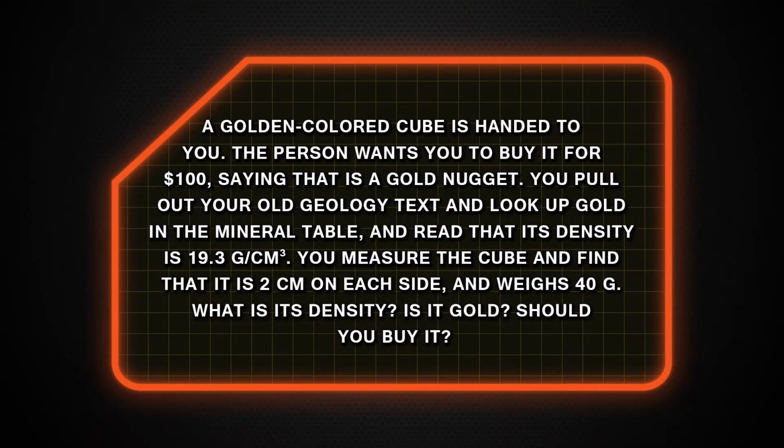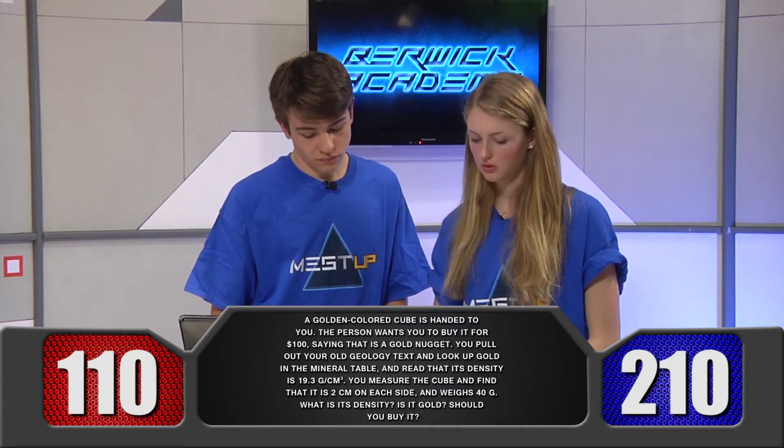A golden colored cube is handed to you. The person wants you to buy it for $100, saying that it's a gold nugget. You pull out your old geology text and look up gold in the mineral table and read that its density is 19.3 grams per cubic centimeter. You measure the cube and find that it is 2 centimeters on each side and weighs 40 grams. What is its density? Is it gold? Should you buy it? Your 3 minutes start now.